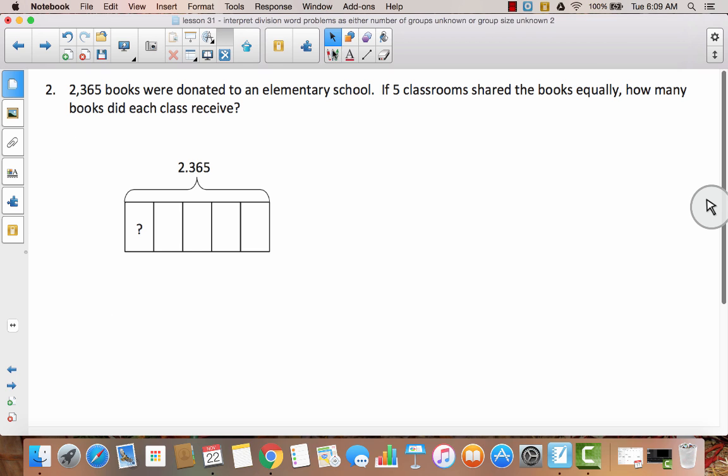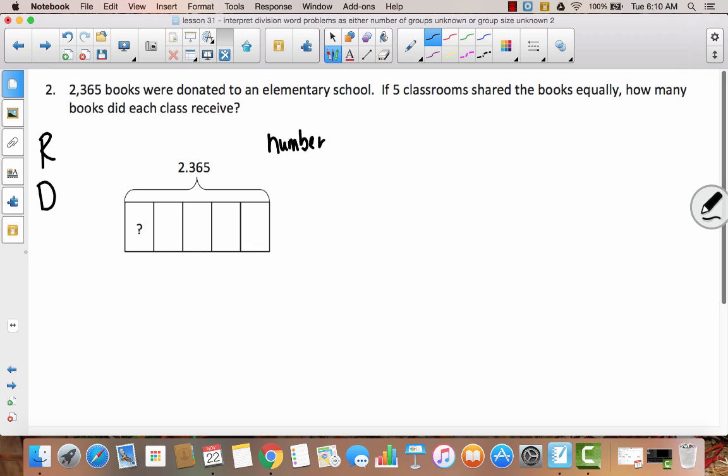2,365 books were donated to an elementary school. If 5 classrooms shared the books equally, how many books did each class receive? So we just read the problem, and you can see that they've already drawn the tape diagram for us. So our total is 2,365 books. We know how many groups because they said they're dividing it into 5 classrooms. So this time, instead of knowing the group size, we know the number of groups. We're trying to figure out how many is in each group. So that's why the question mark is inside here, and it's been divided into 5 parts.